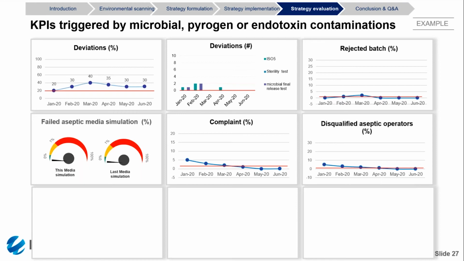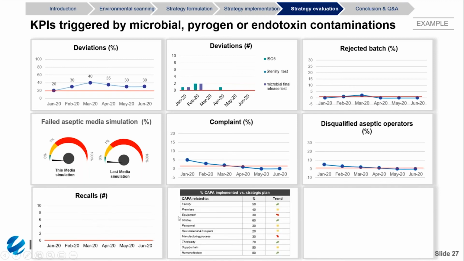So these are quick KPIs that will allow you to quickly address deviations, or an increased trend that you don't want to have, based on your CCS strategy and what you want to implement. Number of recalls, 0. This manufacturer is excellent. They don't have any. But then you also want to look at the percentage of the CAPA that has been implemented versus the strategic plan. In that case, the strategic plan is based on the CCS itself, and I will show you after what I mean by that.